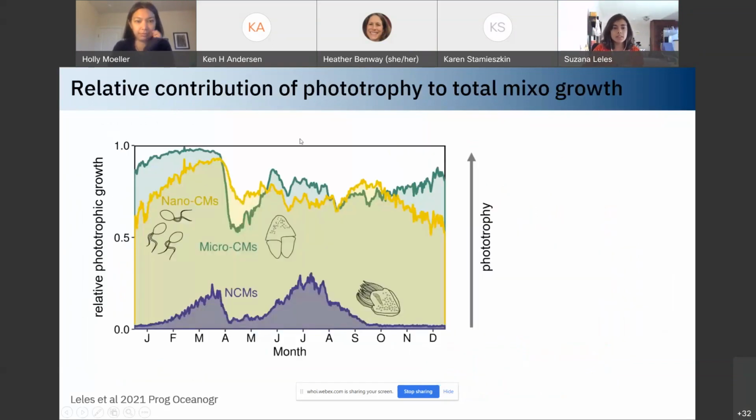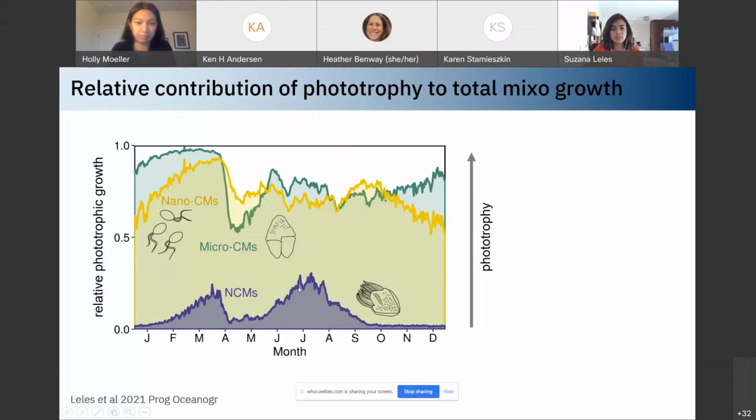So just to give you an idea about what our model is predicting in terms of mixotrophic strategy, here you can see the relative phototrophic growth. From 0 here, it means that the mixotroph is not reliant on phototrophy, and then it increases up to 1 when it's primarily purely phototrophic. So we have different lines for the different types in the model.